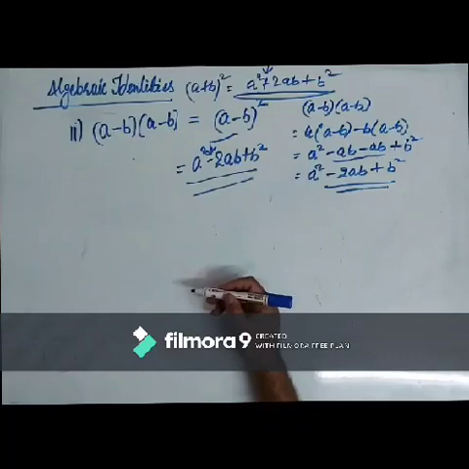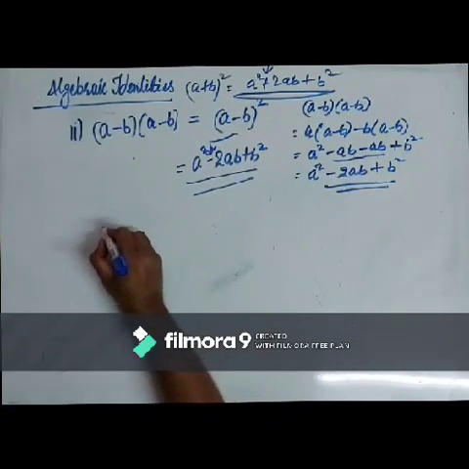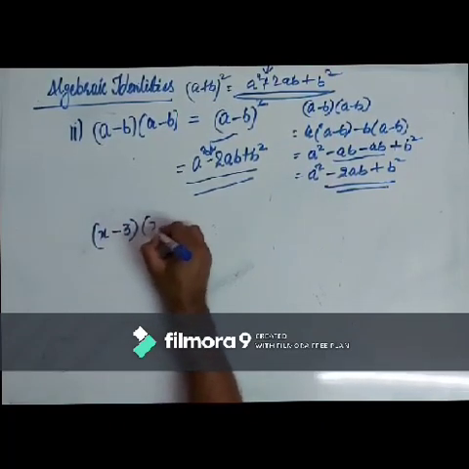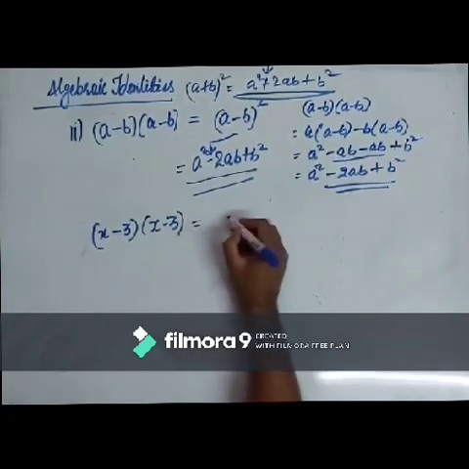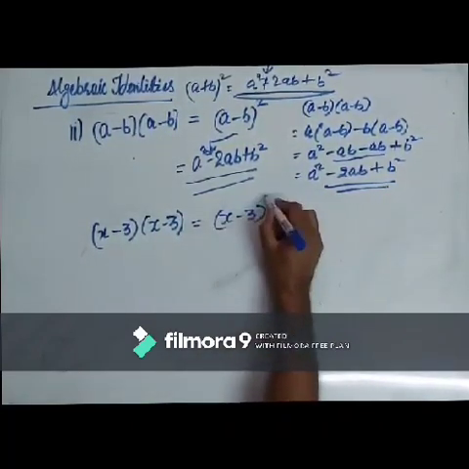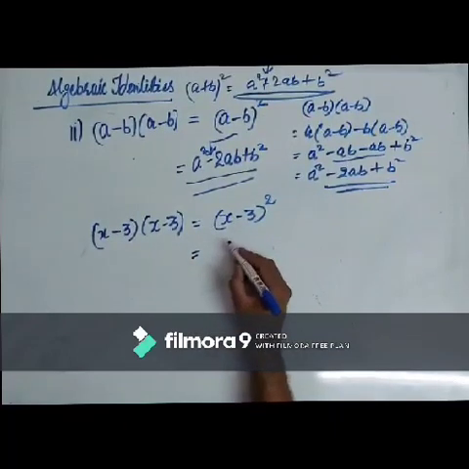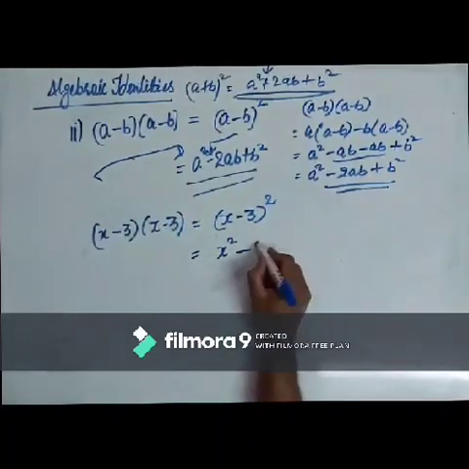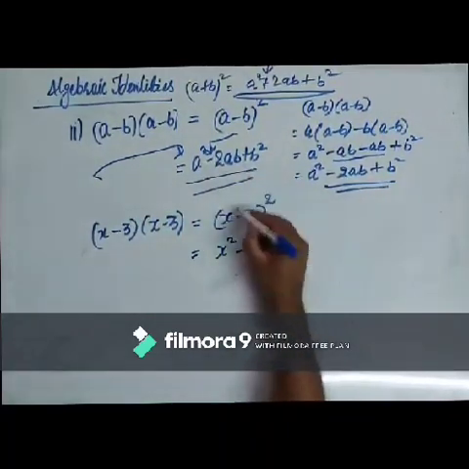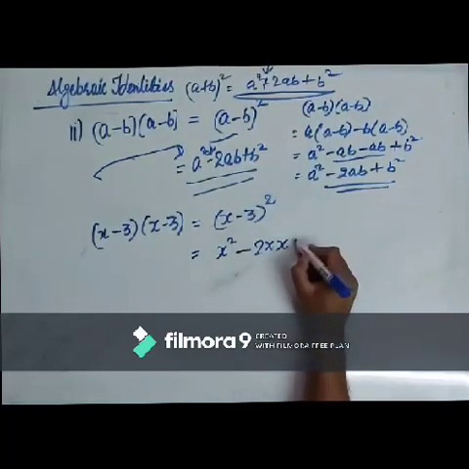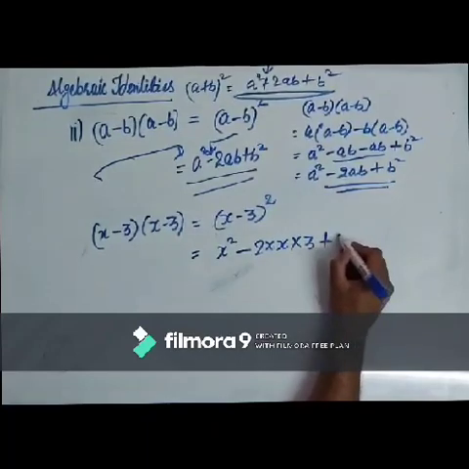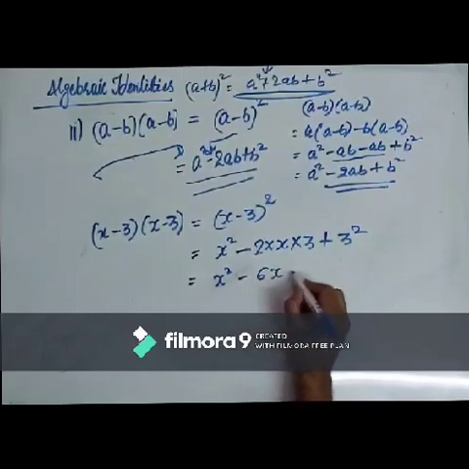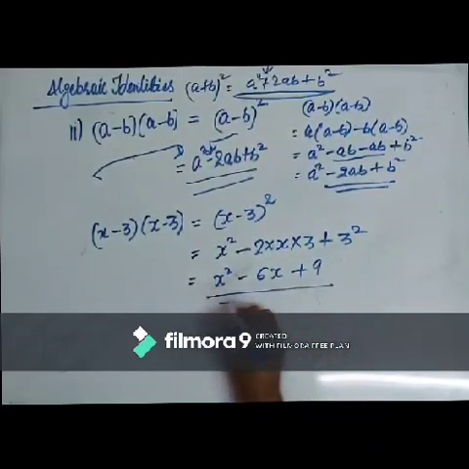So once we apply this identity to questions, say x minus 3 into x minus 3, we can rewrite it as x minus 3 whole square, right? That can be reduced, according to the identity, to x square minus 2 multiplication, a means x, b means 3, plus 3 square. So this is x square minus 3 twos are 6, x, plus 3 square, that is 9. So this will be your answer.